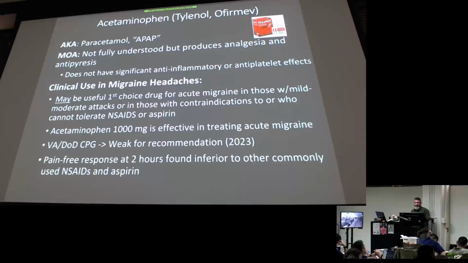So the first one, Tylenol, we don't even have to talk about it, right? We've been there. We've done this one. But for acute migraines, 1,000 milligrams is recommended for mild to moderate. Once again, once we get into moderate to severe classifications or increased frequency, we're going to try to get to a specific agent, usually a triptan. And we all know it gives analgesia, nothing on the platelets, and nothing anti-inflammatory wise. So it's weak by the VA DOD as well. So they got that one right. They agree with all the other bodies on that one.